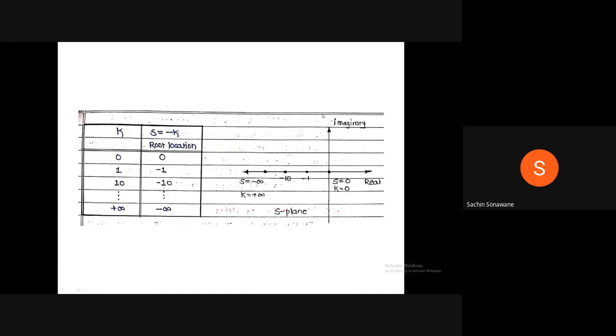Therefore, always remember that in the case of root locus, the x-axis is known as the real axis and the y-axis is known as the imaginary axis. Therefore, towards the right side positive values are there, towards the left side negative values are there.